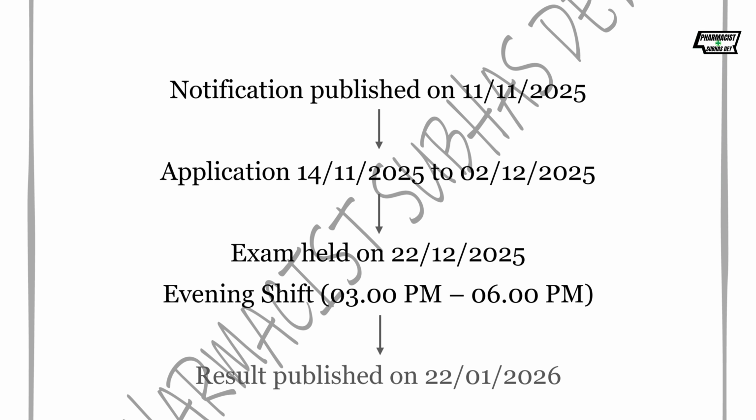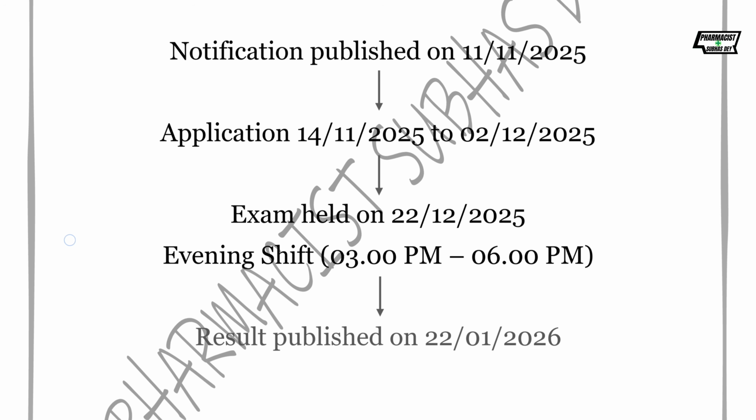So first thing first, the notification was published on 11th of November 2025, and application started from 14th of November to 2nd December 2025, and exam was held on 22nd of December 2025. Basically from 22nd of December to 24th of December, the whole CRE exams were there. But particularly this pharmacist exam was on 22nd of December. It was on evening shift, 3 p.m. to 6 p.m. shift. And exactly after 1 month, the result was published on 22nd of January 2026.